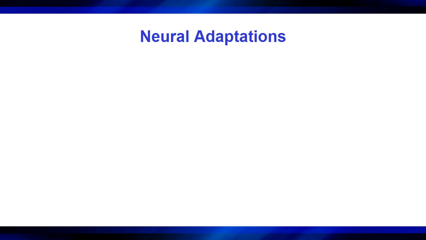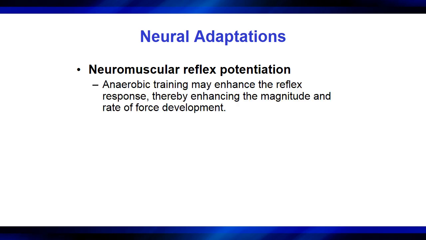Okay, another type of neural adaptation that's going to occur is neuromuscular reflex potentiation. What this refers to is something called the myotatic reflex. The myotatic reflex involves the involuntary elastic properties of the muscle. So this is where muscle also has elastic properties. This reflex potentiation allows us to use that elastic property to increase force production without actually using extra energy, okay? And resistance-trained individuals tend to actually have a better reflex potentiation than people who are not resistance-trained.